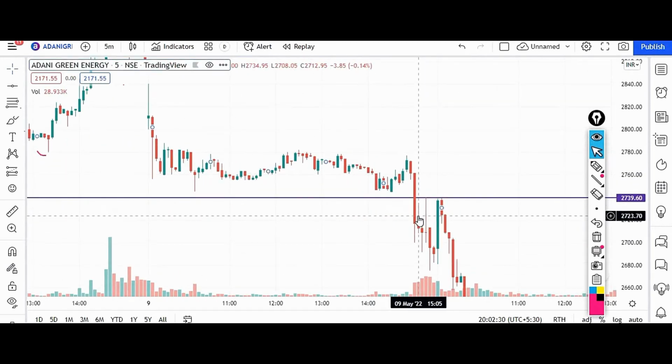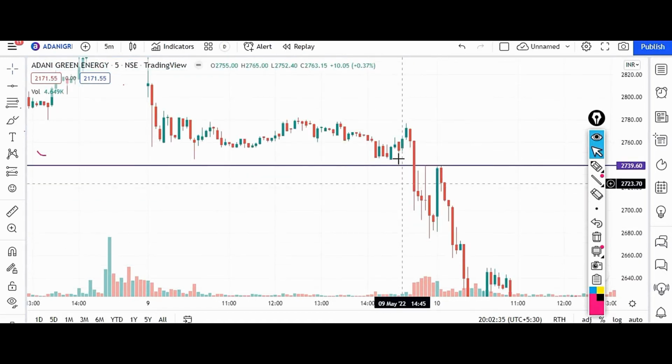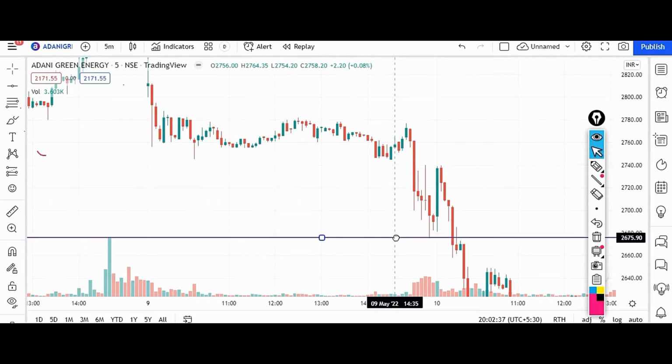Broken here all the day, no trade around 3 o'clock given. Better to avoid such entries. I don't recommend trades around 3 o'clock. Okay.